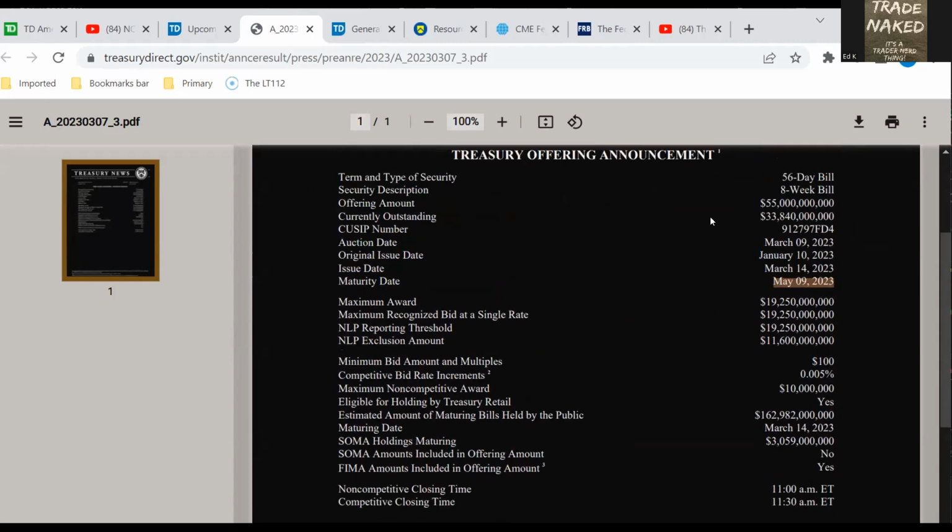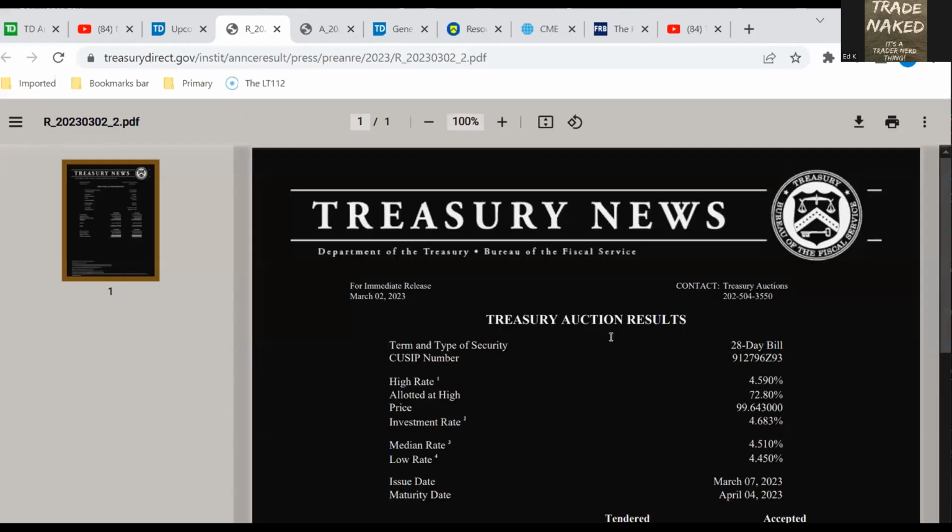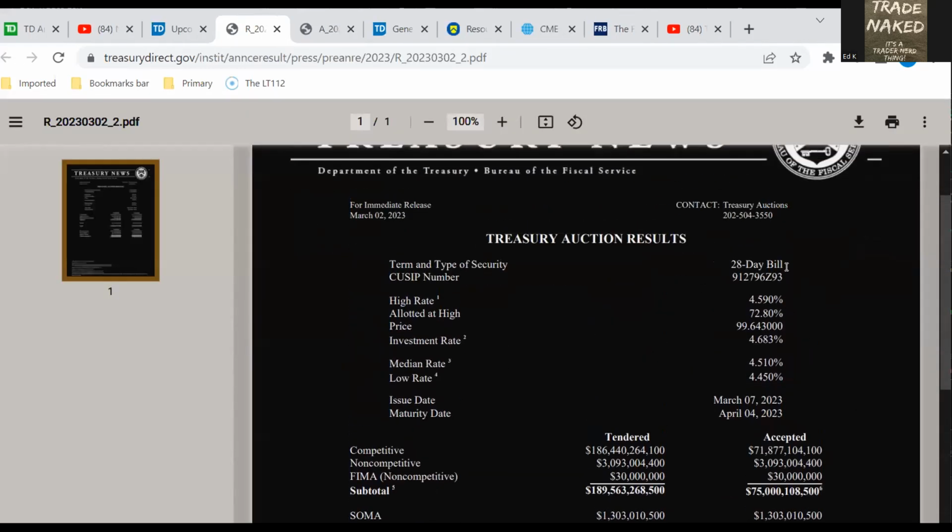After the auction goes off, this page will refresh, and it'll give you the result of the auction that just happened. For instance, I'm going to look at last week's 4 week. Here's last week's 4 week T-bill. Okay.